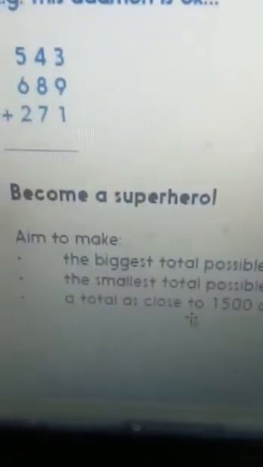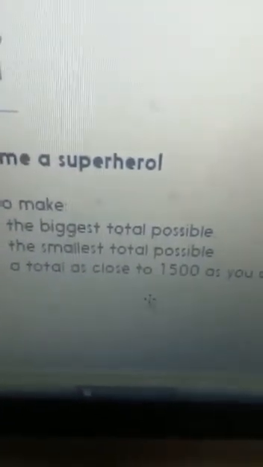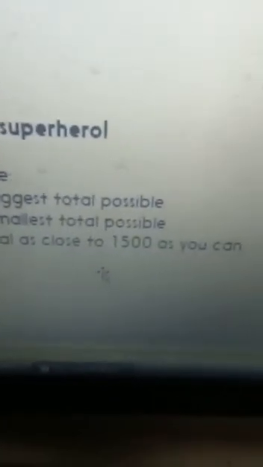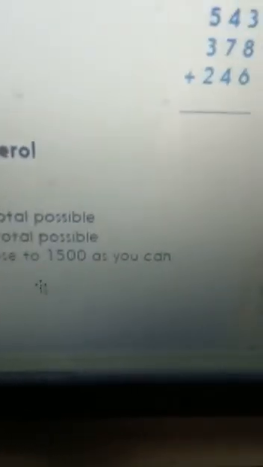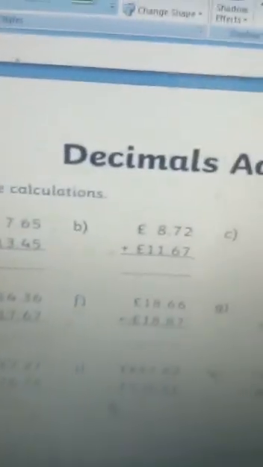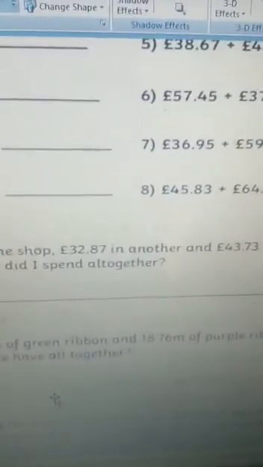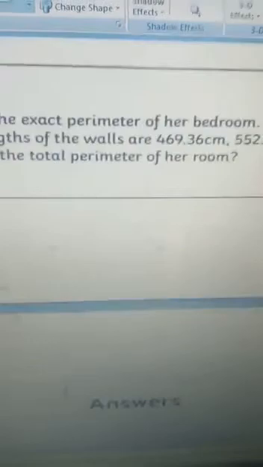And then see if you can meet these challenges. See if you can find the biggest total possible, the smallest total possible, and a total of 3 digit numbers that come as close to 1,500, as close as you can get. And then you've got some decimals addition, just to keep you up to spec. See how well you can do that.